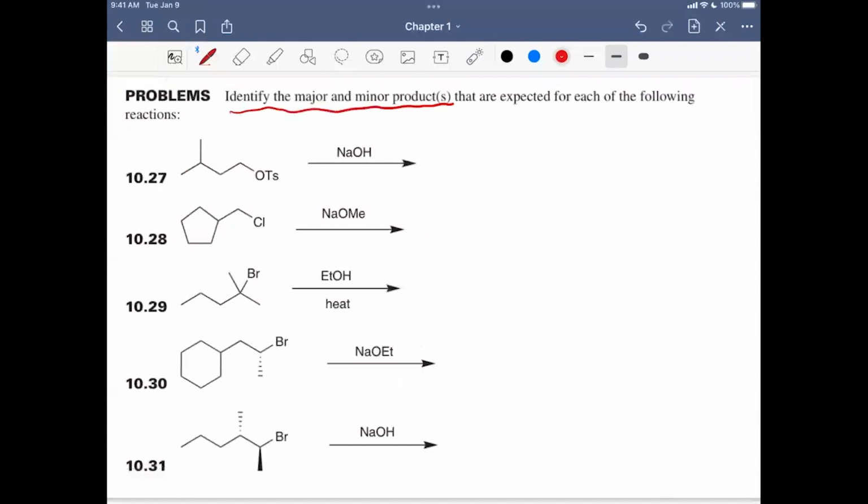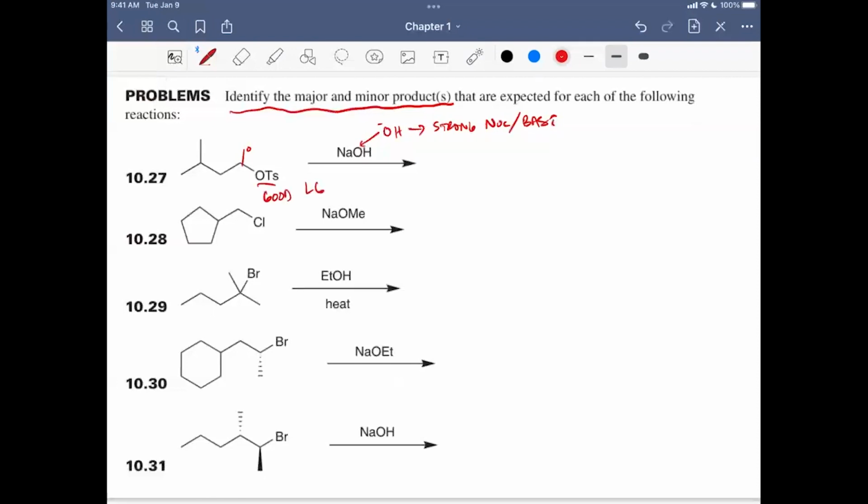So first of all, let's look at this reagent. What is this reagent? That reagent is OH minus, hydroxide. So that's a strong nucleophile and a strong base, so it could go towards E2 or SN2. We really have to see if it's a primary, secondary, or tertiary carbon that we're dealing with. And for this example, we're dealing with a primary, and that OTS is a good leaving group.